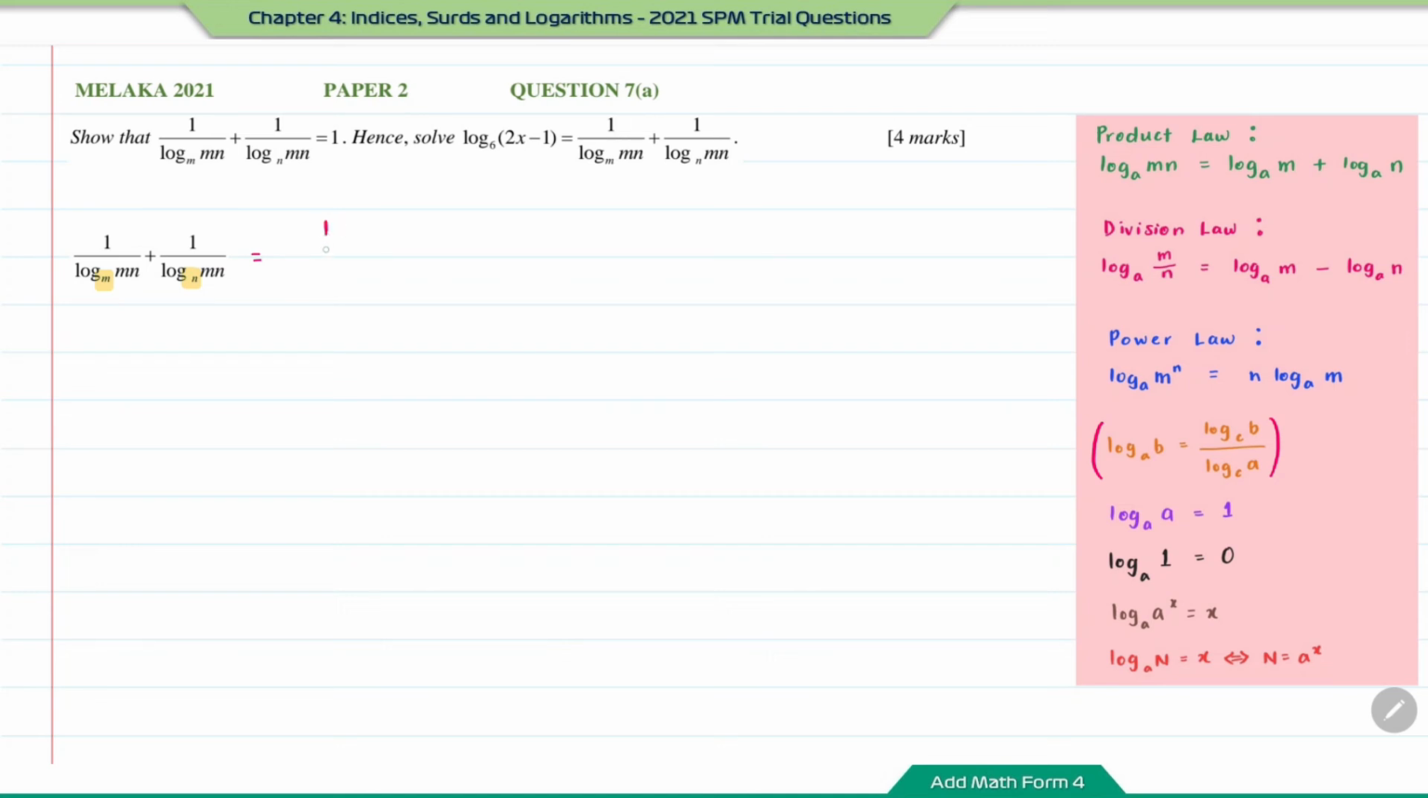Therefore, it's going to be 1 over log base n of mn over log base n of m, then plus 1 over log base n of mn. So this part here is the same as 1 divided by log base n of mn over log base n of m. So change it to multiplication, so it will be the reciprocal, log base n of m over log base n of mn.